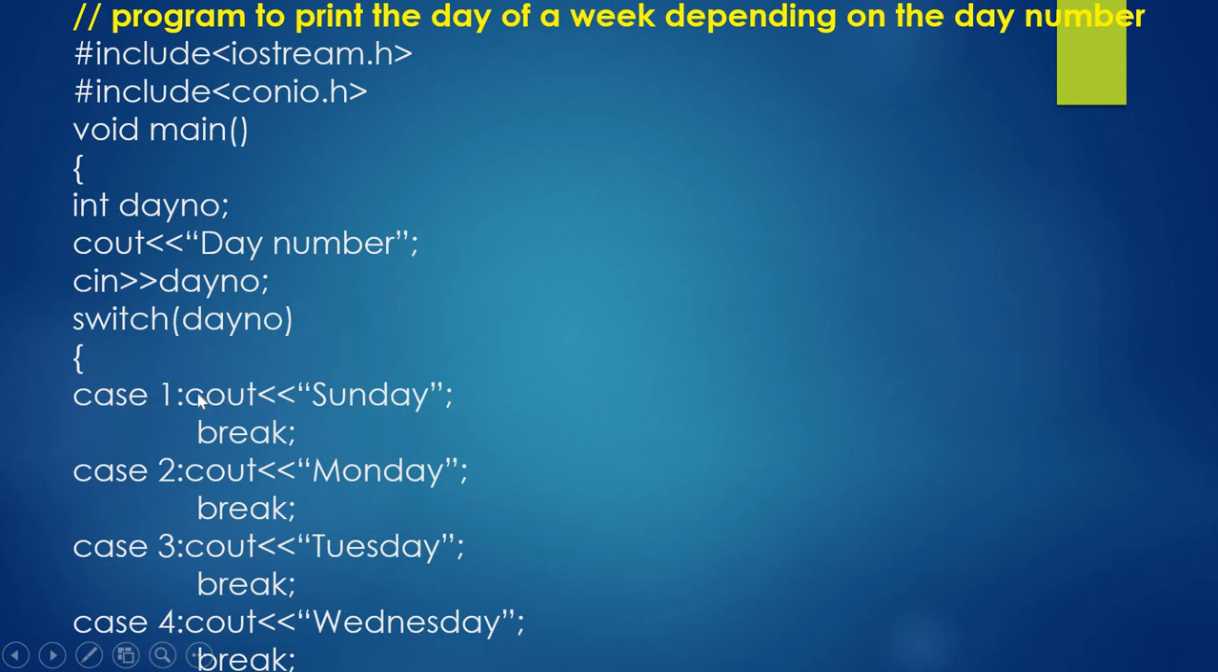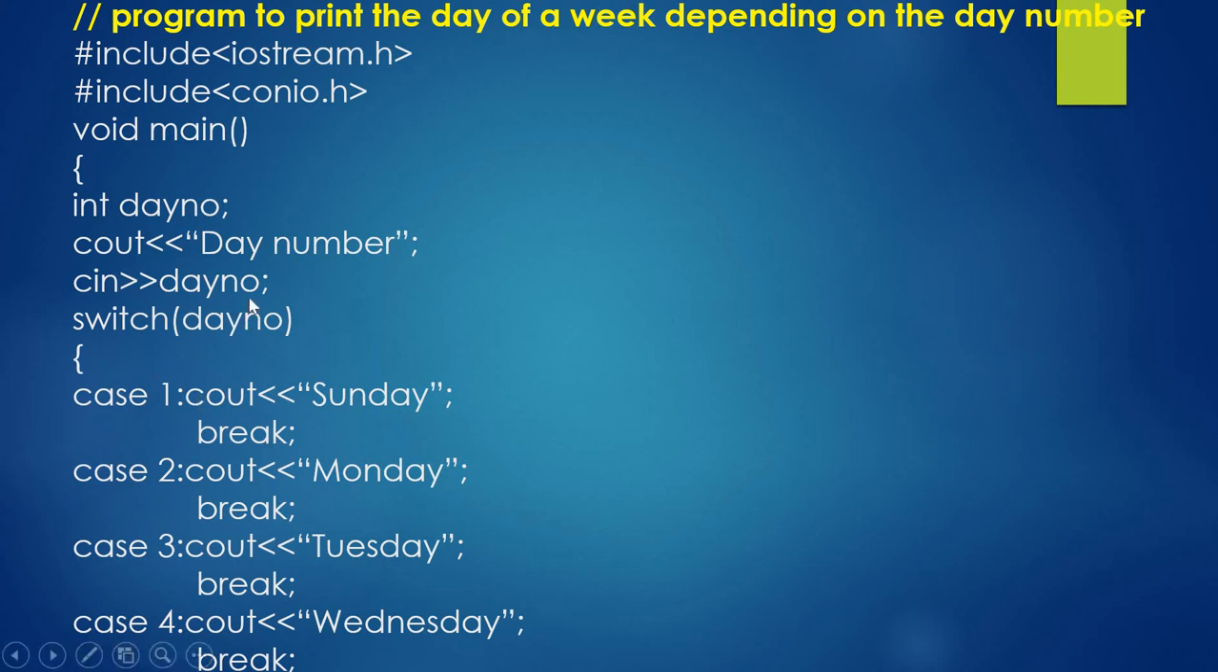If the day number is 1, it will print Sunday. If the day number is 2, it is printing Monday. Day number 3, it is printing Tuesday, like that. After each statement, in each case there is a break statement also. The break statement in switch is used to end the case. See the first break here. This break is used to end case 1, or to exit from this switch block.